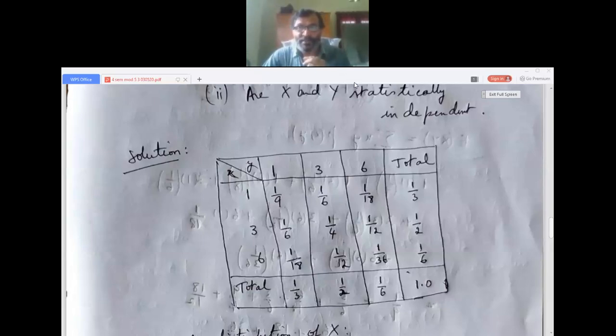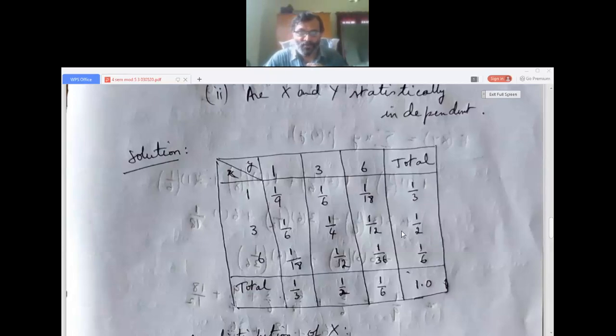Once again I will tell you, sigma xy P of xy means 1 into 1 into 1 by 9 plus 1 into 3 into 1 by 6 plus 1 into 6 into 1 by 18 plus 3 into 1 into 1 by 6 plus 3 into 3 into 1 by 4 plus 3 into 6 into 1 by 12 plus 6 into 1 into 1 by 18 plus 6 into 3 into 1 by 12 plus 6 into 6 into 1 by 36. A big calculation, so do it easily. So what happens here? We do that calculation.